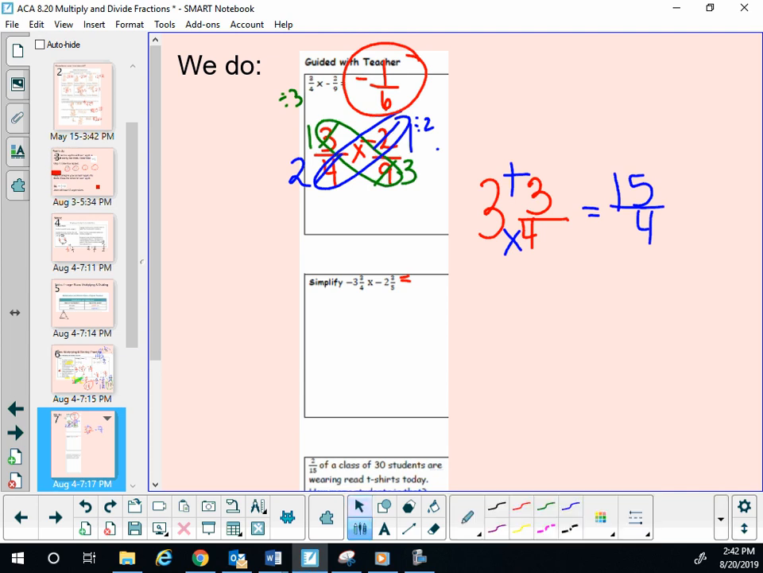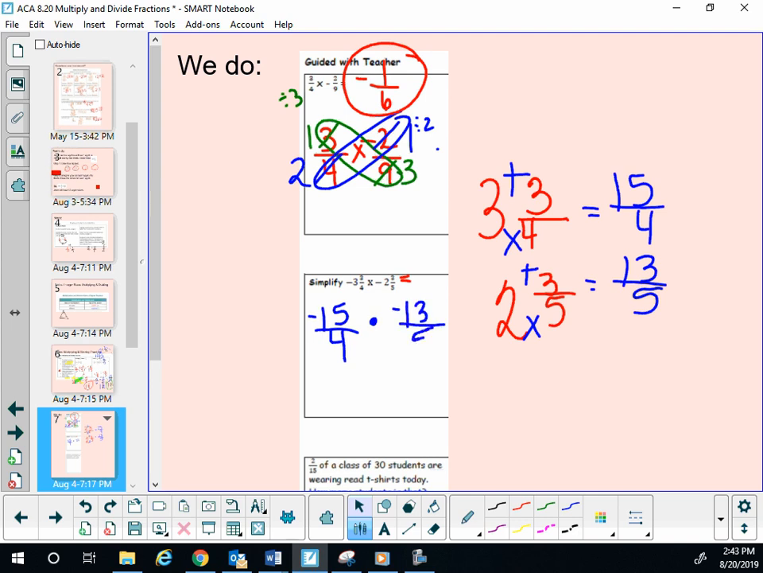The next one that we have is 2 and 3/5. What would this equal? Very good. 5 times 2 is 10 plus 3 is 13 over 5. So this problem I'm really rewriting: negative 15 over 4 times negative 13 over 5.